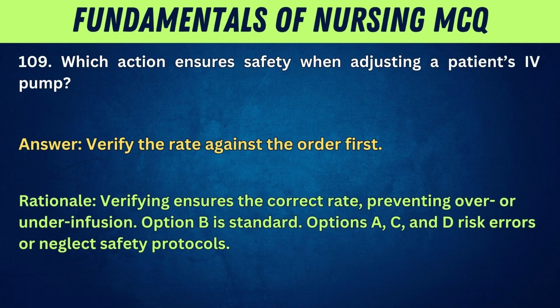Answer. Verify the rate against the order first. Rationale. Verifying ensures the correct rate, preventing over or underinfusion. Option B is standard. Options A, C, and D risk errors or neglect safety protocols.